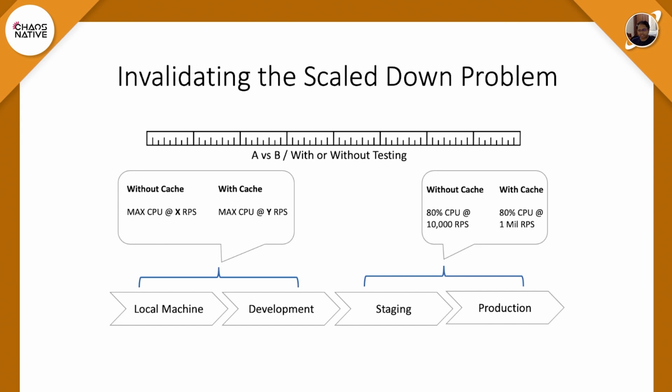Now, the interesting piece here is I don't really need to worry about 10,000, 1 million and whatnot. What can I do on my left-hand side? Let's say at some max CPU, let's not even say 80%, at some max CPU, I have X RPS without cache, at the same CPU level on my local machine. With the cache, I have Y RPS. The only pattern that matters to me is the fact that X is less than Y. It doesn't matter what X RPS is, it doesn't matter what Y RPS is, but the fact that the cache does make a difference is what is important.